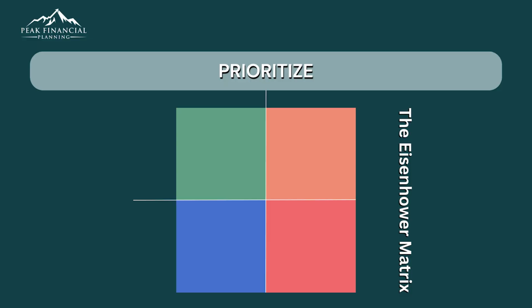I've done a much longer video, and I'm not going to do that whole video here, on my YouTube channel, and you can watch that. It's titled How to Make Better Decisions, and it's using this Eisenhower matrix that we have on the screen.